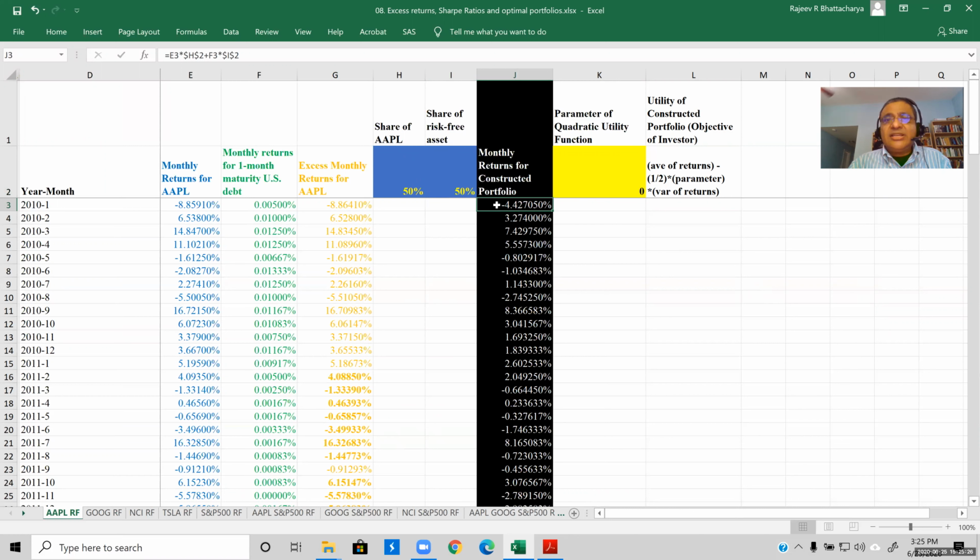So what is this? This is equal to the monthly return on Apple times the share of Apple, plus the monthly return on the US debt times the share on the risk-free debt. If you were to have equally weighted returns on these two, this is what your monthly shares would be, linear. Now, if you want to extend this all the way, remember what you would have to do is put dollar signs around these, otherwise you won't be able to move that around all the way.